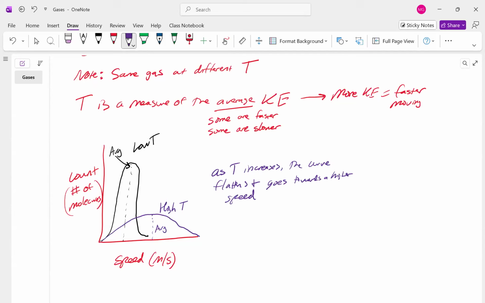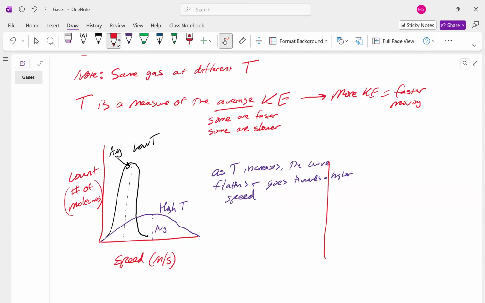And again, the simple thing to get from this is that a gas at high temperature is moving faster than the same gas at a lower temperature. So if I were to take two samples of helium, put them in different containers, same amounts, and put one at say 0 degrees Celsius and another at 100 degrees Celsius, then the molecules at 100 degrees Celsius are going to be moving faster than those at 0 degrees Celsius.